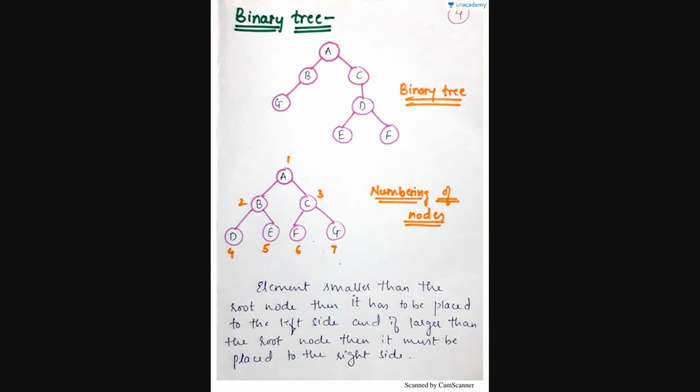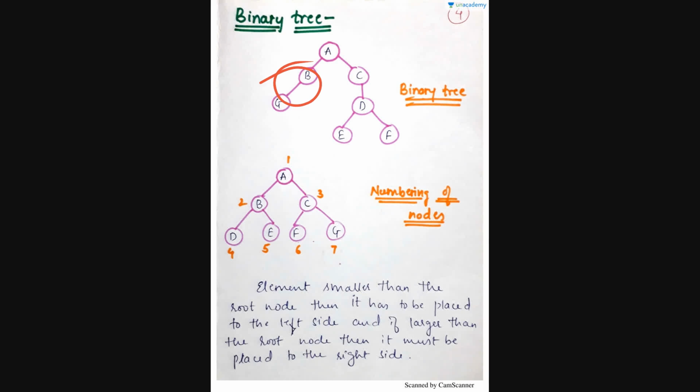So now, next I will be going for the binary tree. What is this binary tree? In this binary tree, we have one single node, and the elements greater than the root node will be placed on the right hand side and the elements smaller than the root node will be placed on the left hand side. And this is nothing but the binary tree.